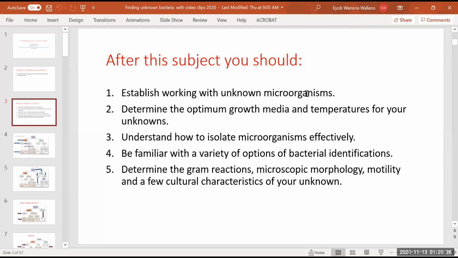Understand how to isolate microorganisms effectively. We know from a colony how we are going to isolate bacteria, so those ways we are going to touch. Be familiar with a variety of options of bacterial identification. For example, you have studied in lecture part 20, bacteria have virulence factors like coagulase, staphylokinase, and streptokinase as enzymes, and then leukocidin, hyaluronidase. Those are very important enzymatic structures for bacteria to grow in us.